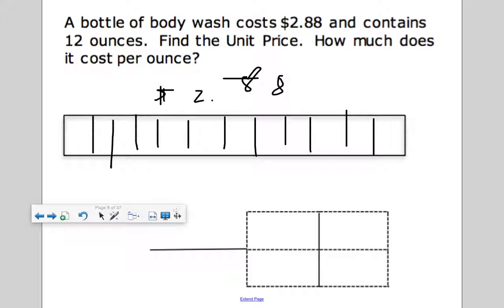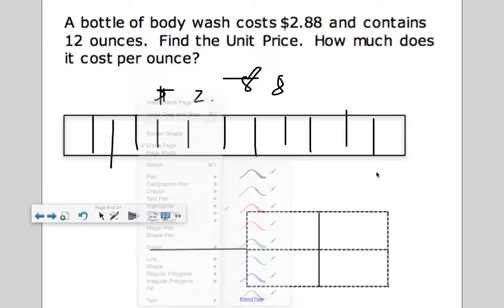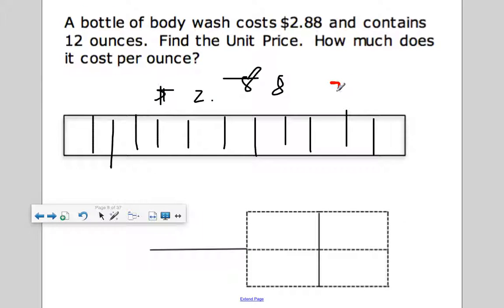So, is that just really dividing here? So let's get it. I'm dividing $2.88 into 12 sections because there are 12 ounces. So I'm going to know how much it costs per ounce, each ounce for 1 ounce. Can 12 go into 2? No. Can 12 go into 28? 2 times. So forget the decimal point.